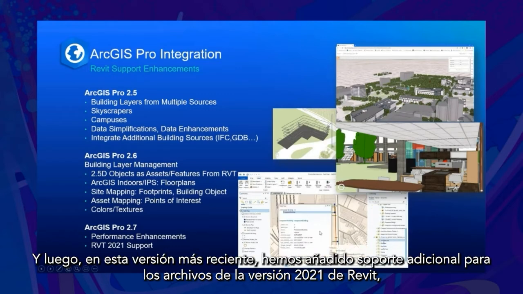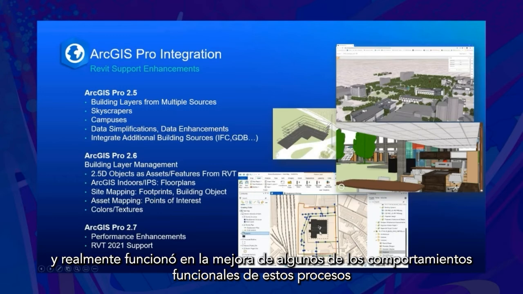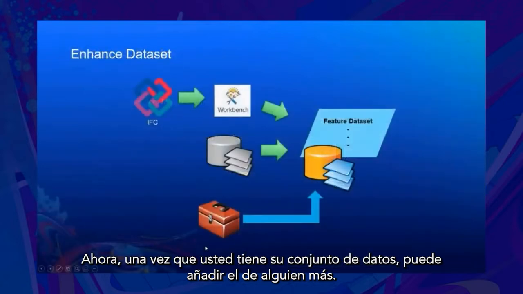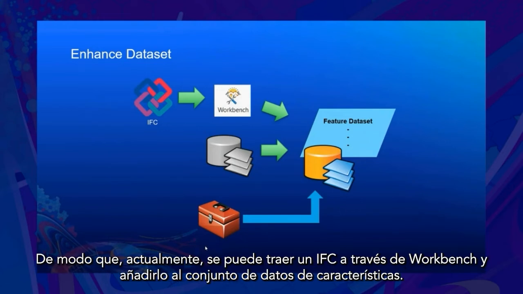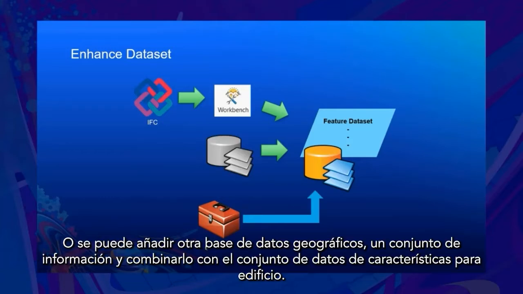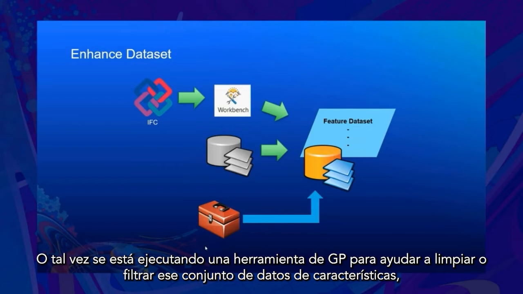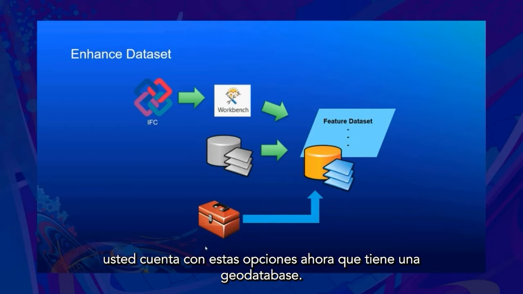And then in this most recent release, we have added additional support for Revit version 2021 files, and then really worked on enhancing some of the performance of how these processes work and how quickly you can bring in this Revit content. Now, once you have your data set, you can then add in others. So right now, currently, you can bring IFC through Workbench and add into your feature data set. Or you can add in another geodatabase set of information and combine that in with your building feature data set. Or maybe run a GP tool to help clean or filter out that feature data set. You have these options now that you have a geodatabase.